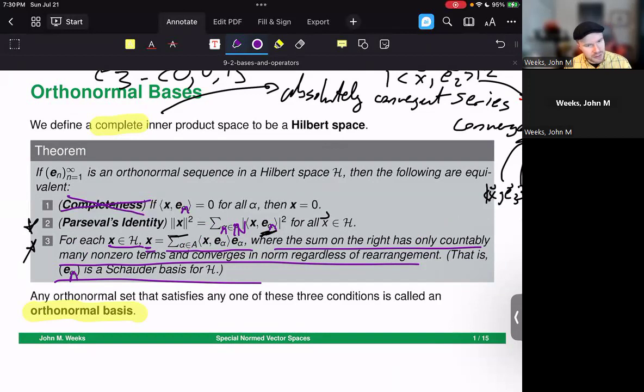So one way to show that an orthonormal sequence is a basis is that it satisfies Parseval's identity. Whenever you take a vector, you can always find its length by adding up its scalar projections against the elements of the orthonormal sequence you're working with. Condition 3 says that you get to show that it's a Schauder basis. Every vector can be written as a countable linear combination of the orthonormal sequence that you're working with.